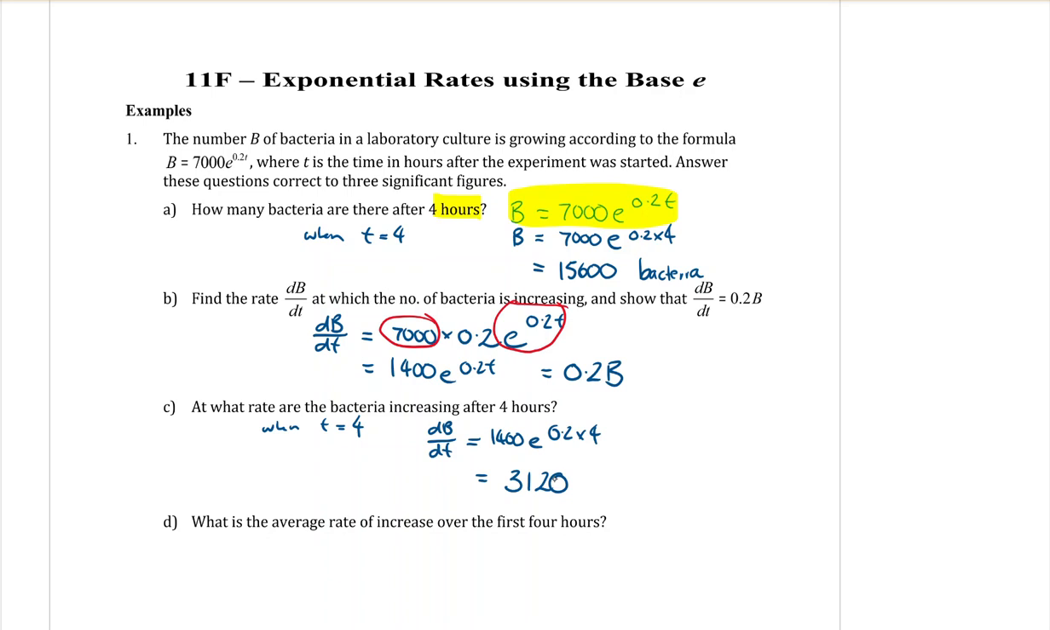And we need to work out what the units are going to be. The dB, B stands for bacteria, so the first part is going to be bacteria. And it's over dt, which is time, and our time unit is in hours, so it's bacteria per hour. So it's increasing at 3,120 bacteria per hour.